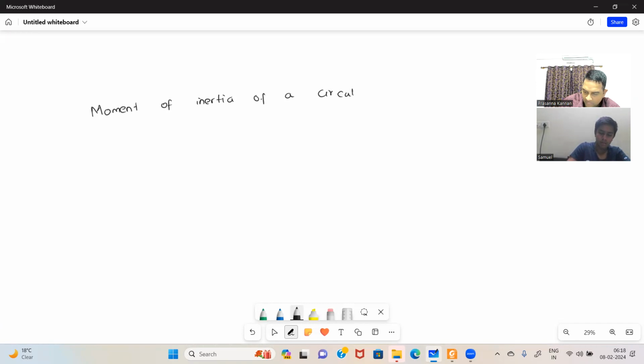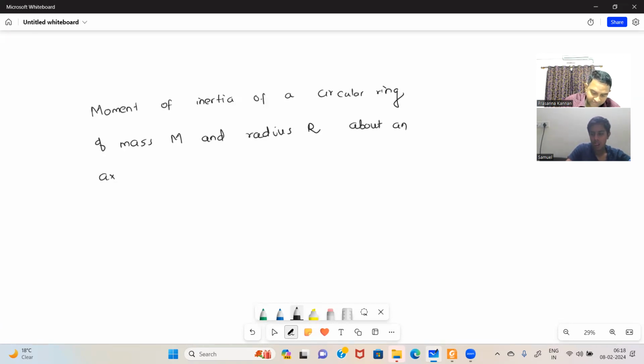Circular ring of mass M and radius R, about an axis passing through the center of mass and perpendicular to the plane of the ring.